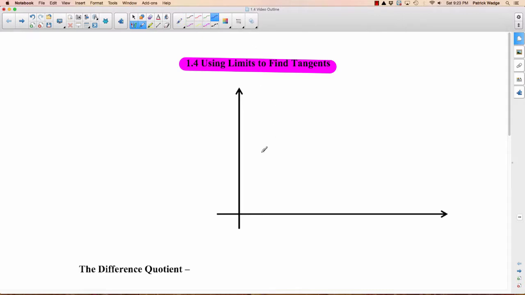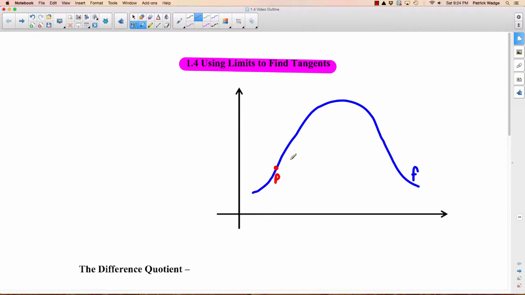So what we're going to do is start by drawing a function here. I don't know, just draw something like this. And let's call this function f. Okay, and what we're going to do is pick a point and call it P right here.